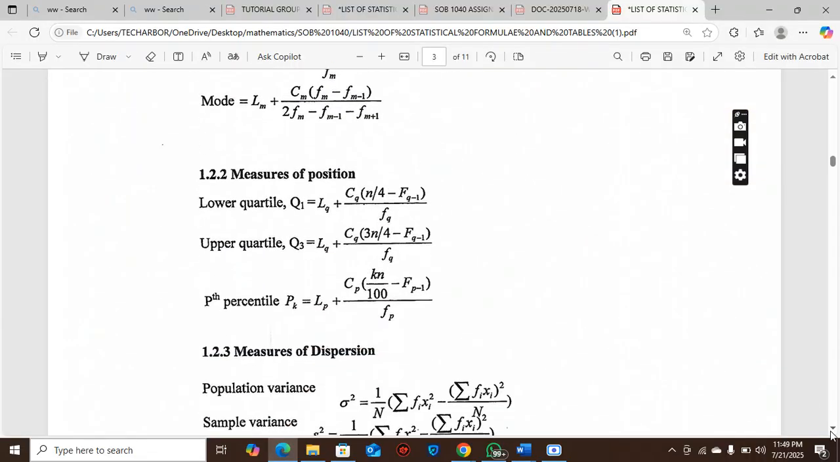Okay. Any questions before we move to now the variance?